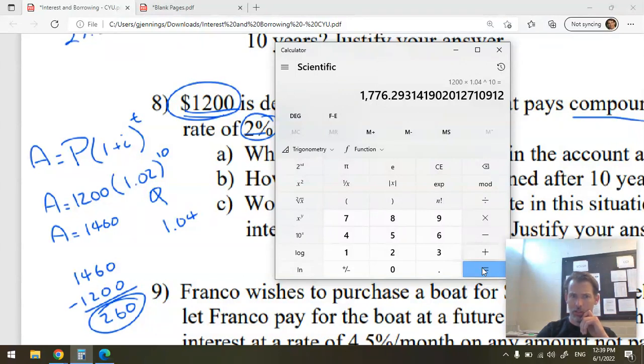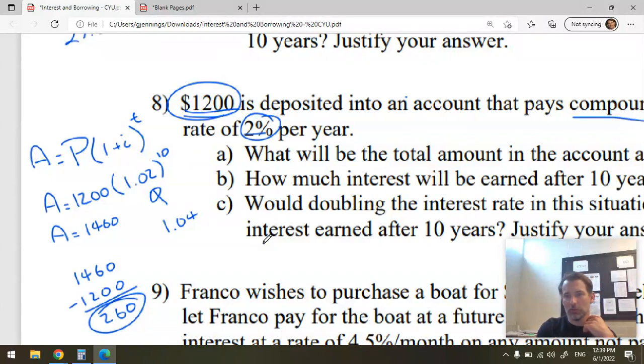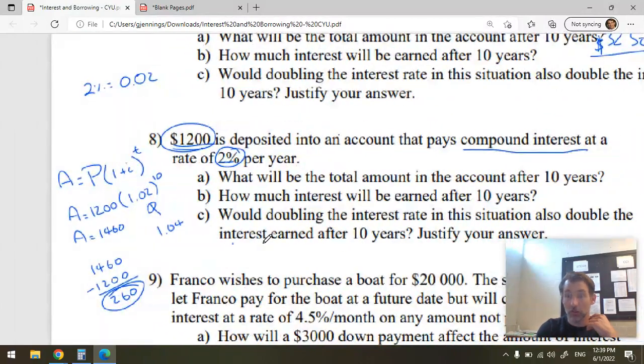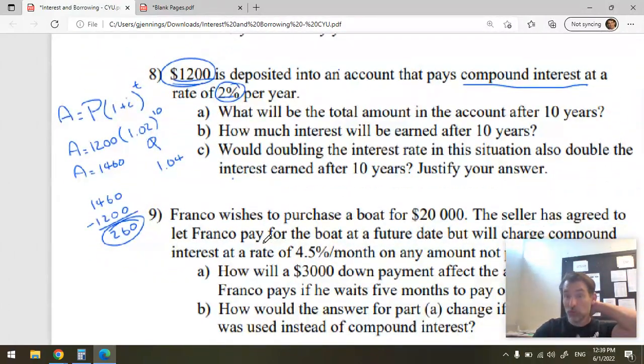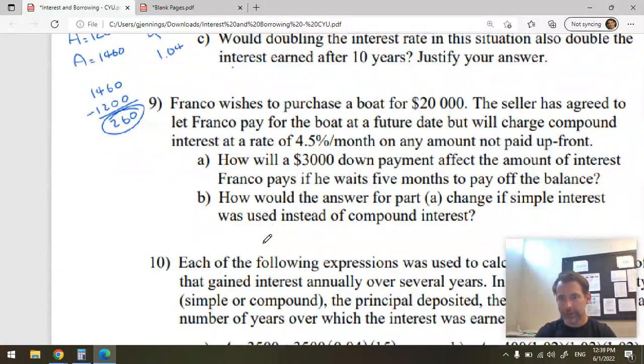Yes, it was more than double. A little bit more than double, like just a little bit more than double. So it's not like simple interest where doubling the interest rate just doubles what you earn. No, bigger interest rates do more than double over time because they compound on themselves.